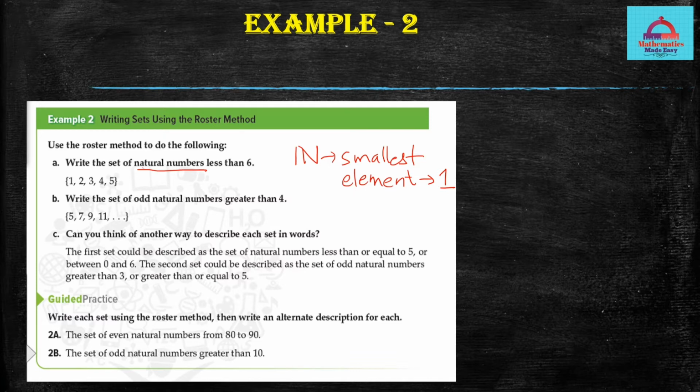So there is a maximum limit. It is going to be giving you a finite set of these 5 numbers 1, 2, 3, 4, 5. So that's your set of natural numbers which are less than 6. So you don't include 6. The set has a maximum at 5. It begins with 1, the smallest element. So that was your A part.